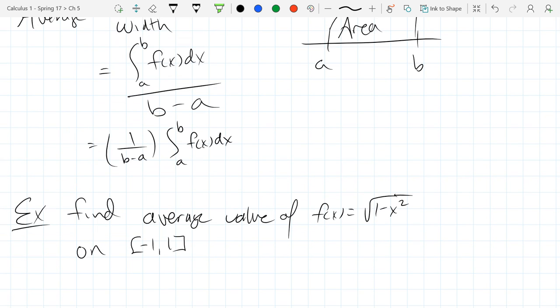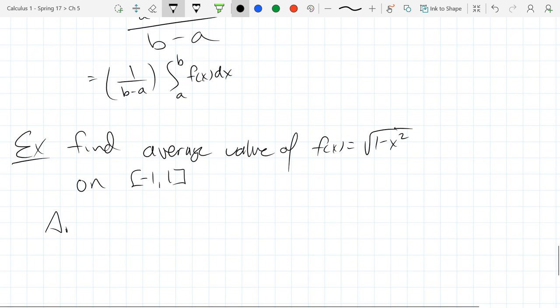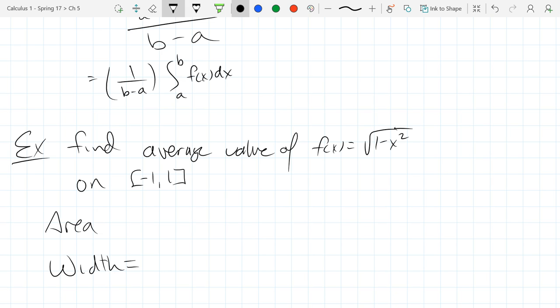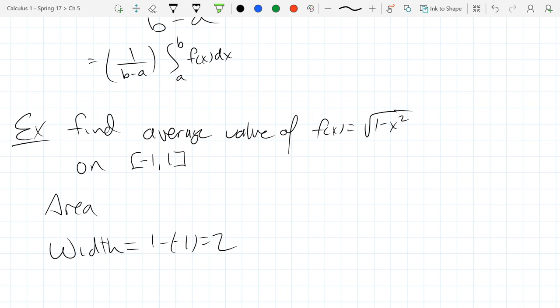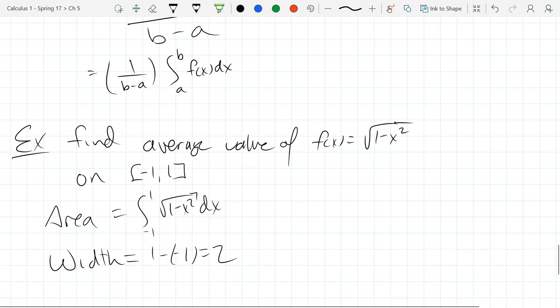So first, we need the area and a width. The width is very easy to get. What is the width? The width is 2, 1 minus negative 1. Now the area, I can write it down, negative 1 to 1. So it's really similar to the area we computed earlier, except our interval, our x values, are a little different.